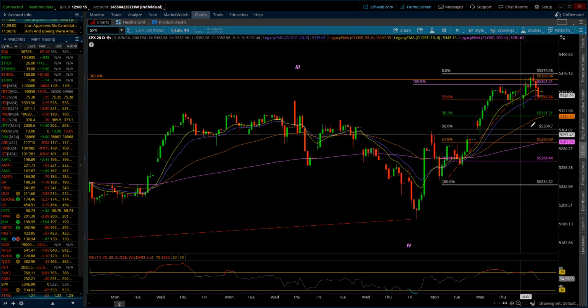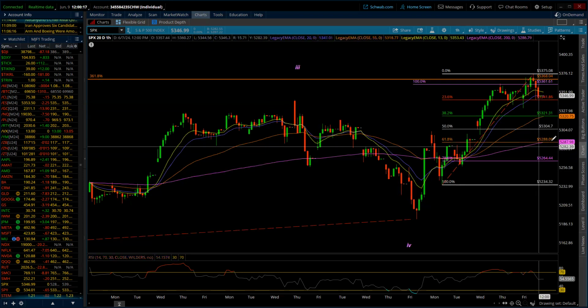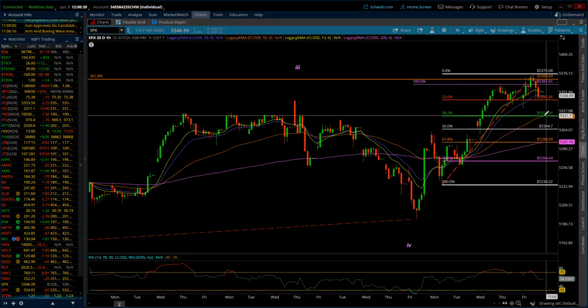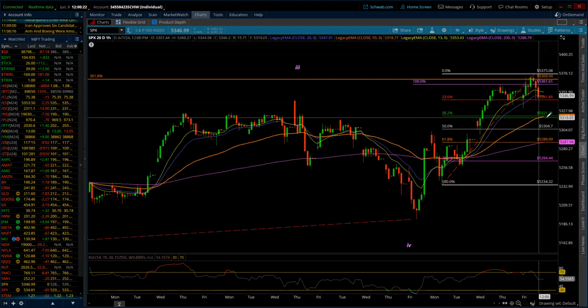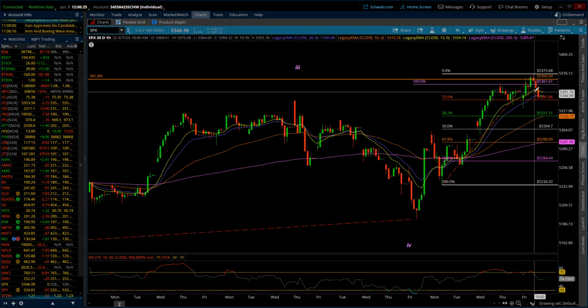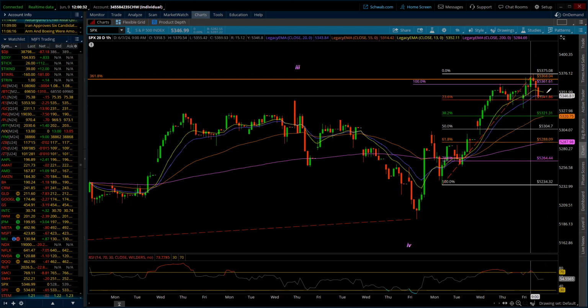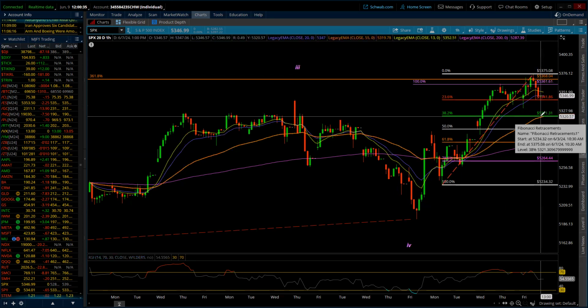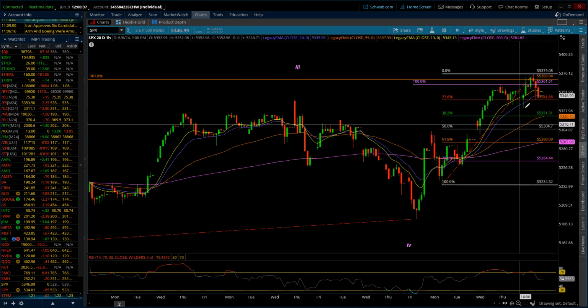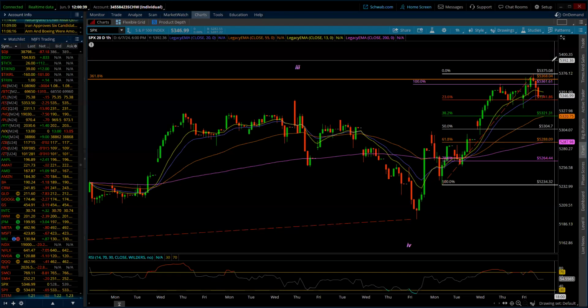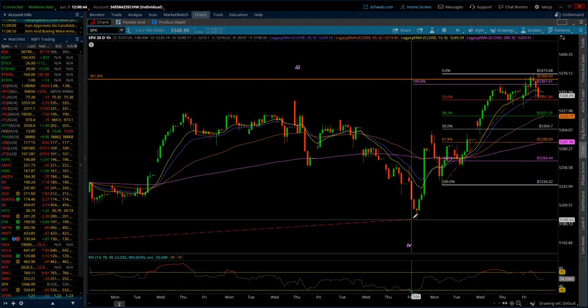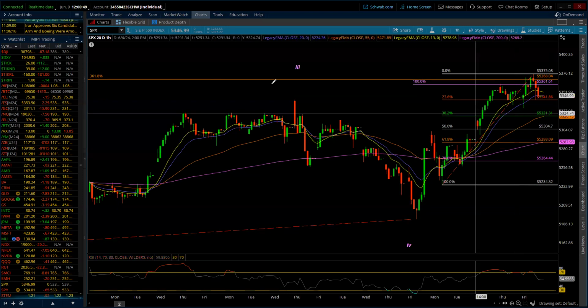The moving averages are not looking that bad. Here's the 200 still pointing higher. The 50 starting to kind of determine if it wants to go flat or continue to move higher. We have the 13 and the 20 both flat with slight downward bias. So again, mixed picture, but not totally excluding that we can go back up before beginning a little bit larger minor fourth wave. So that's the cash.